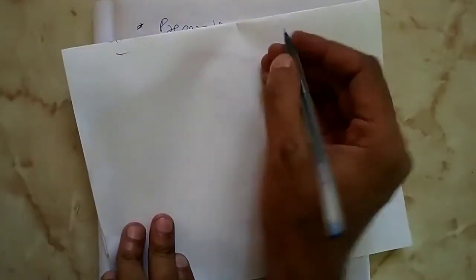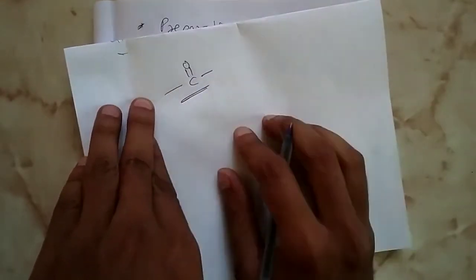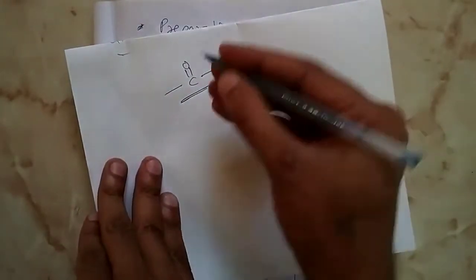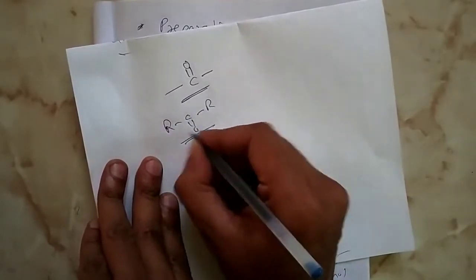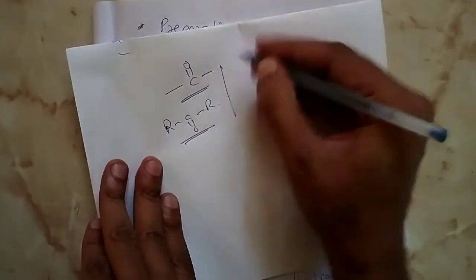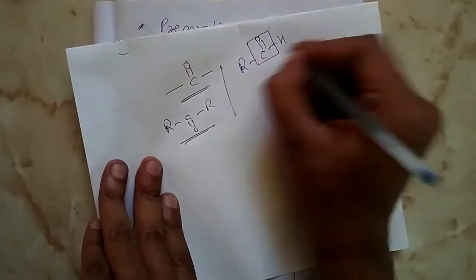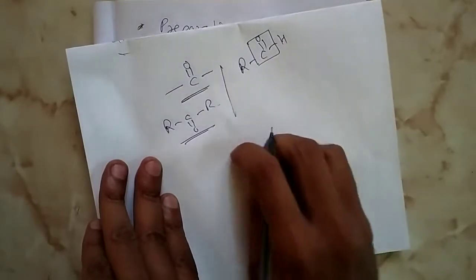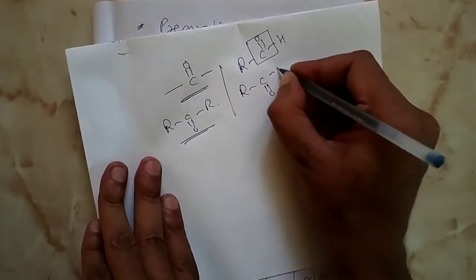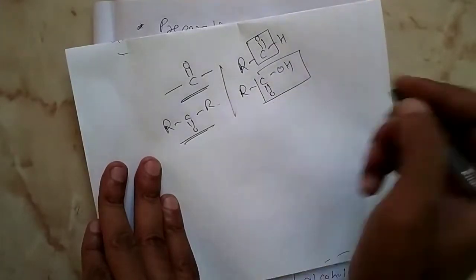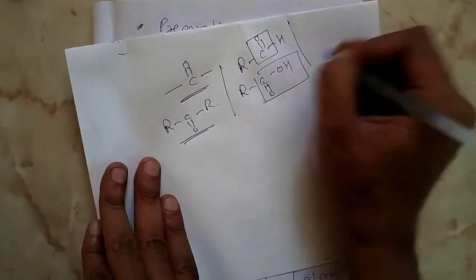A functional group that has this entity in it is a carbonyl compound, such as ketone. Ketone is this group, R-C=O-R. Then aldehyde also has C=O, so it is also a carbonyl compound. Then carboxylic acid group, C=O-OH, also has C=O, so it is a carbonyl compound.